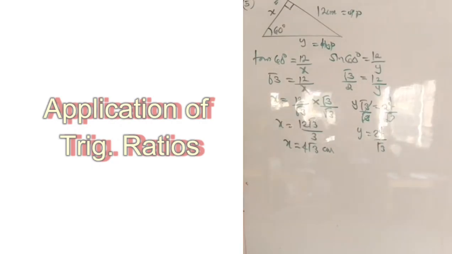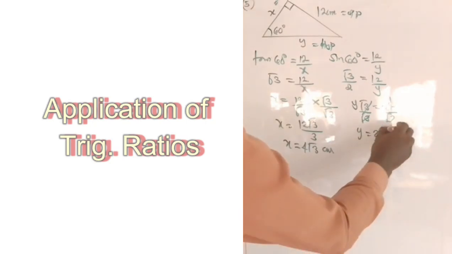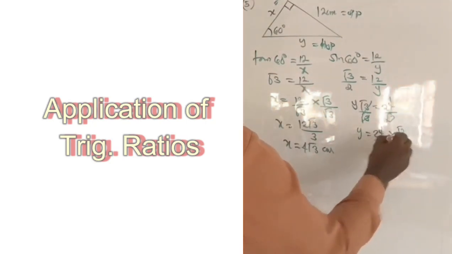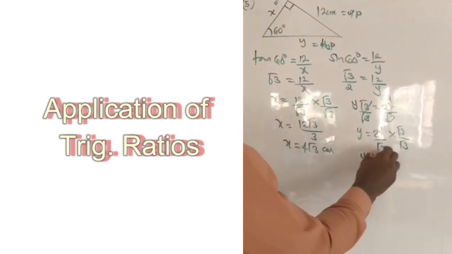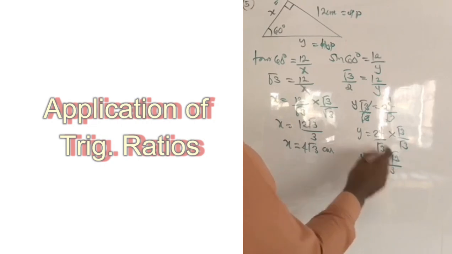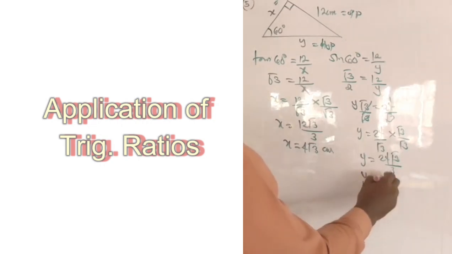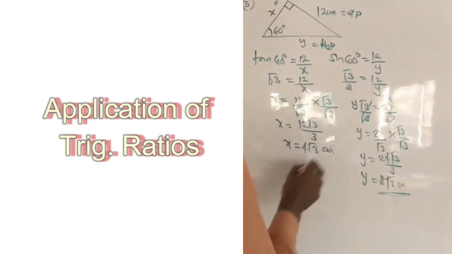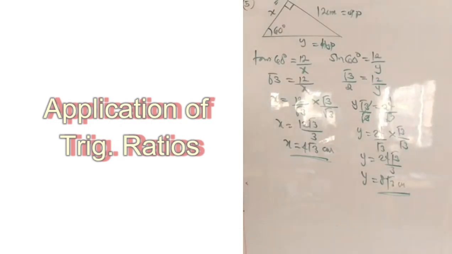Same thing here. We can only answer this way. We have to rationalize, right? So I multiply by what? Root 3 over root 3. So here I have y equals 24 root 3 over 3. 3 into 24 is 8, so that's 8 root 3. So this is our x and this is our y. This one is still direct.